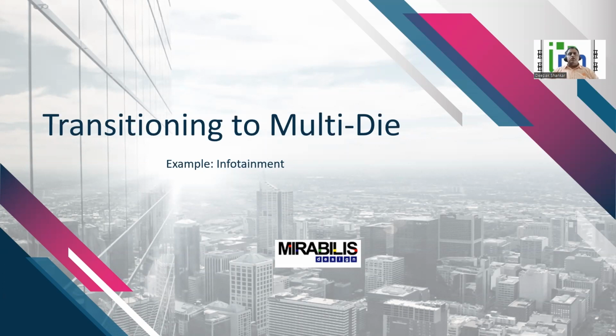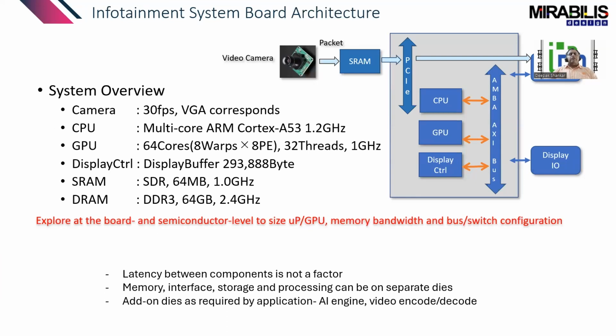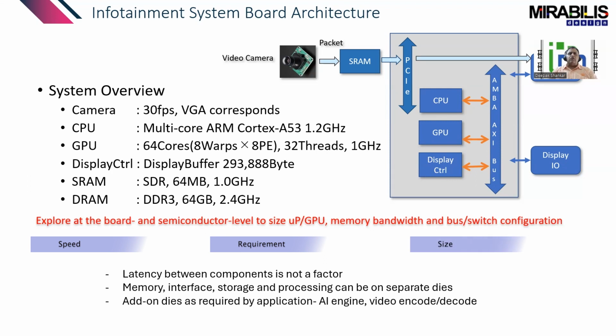Let's look at one of the things, which is transitioning from where you are today to a multi-die subsystem. So for example, let's take in this case an infotainment system. If I look at the entertainment board, it's going to have the camera interconnect. It's going to have an SRAM, which probably is an FPGA, a PCIe. It's going to have memory, display, IOs, a whole variety of discrete or even integrated components. And each of them have their own speeds, their own requirements in terms of data transfers, their own sizes, all of those kinds of things.